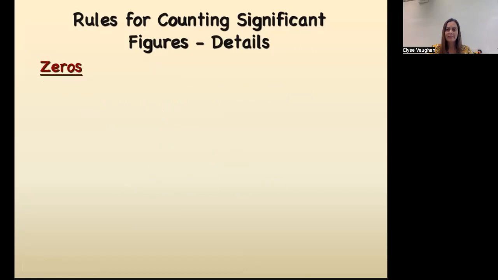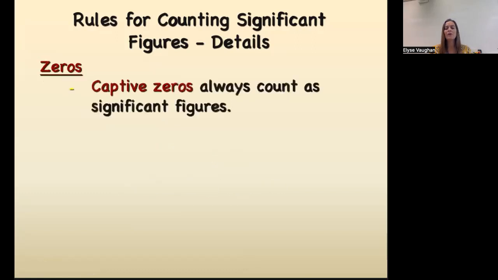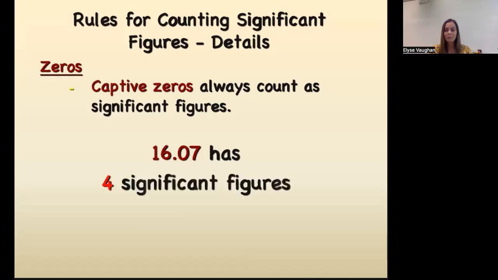Our next zero rule is the zeros that are always significant, and these are captive zeros. If you have a zero that's between 2 significant figures, that zero is automatically a significant figure because we know that it's a measured number. So 16.07, if I was measuring and I gave you 16.07 milliliters, you would know that that 0 is a measured number and the 7 is the estimated number. So this has 4 significant figures.